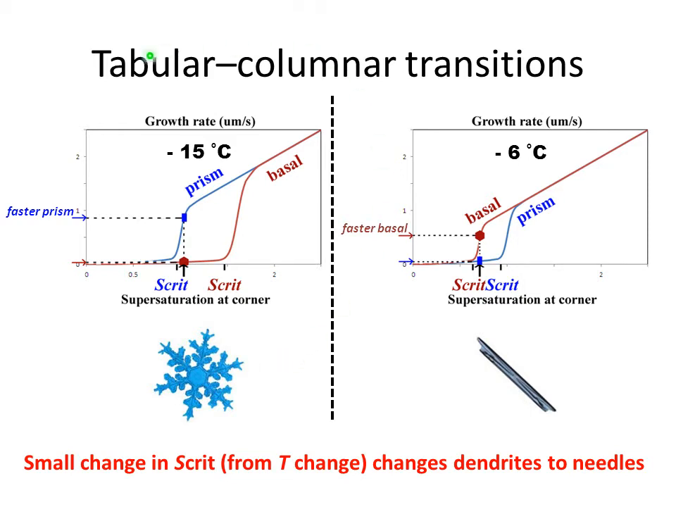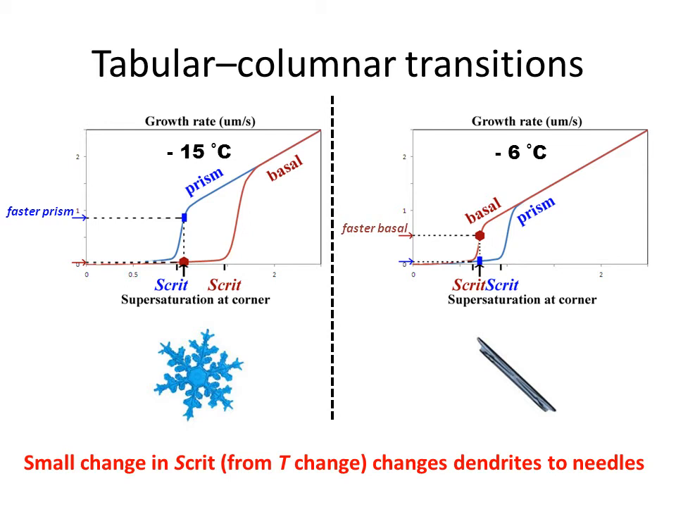Like this case over here on the left, the tabular regime, say minus 15, the critical value for the prism is lower than that of the basal. But over here on the right, the columnar regime, the critical value for the basal is the lowest. And by the way, theory does predict that the temperature should change these critical supersaturations.